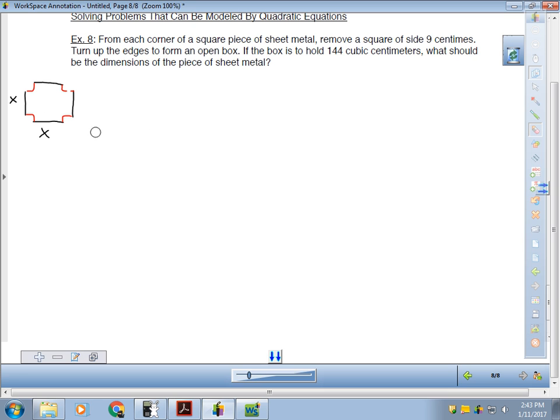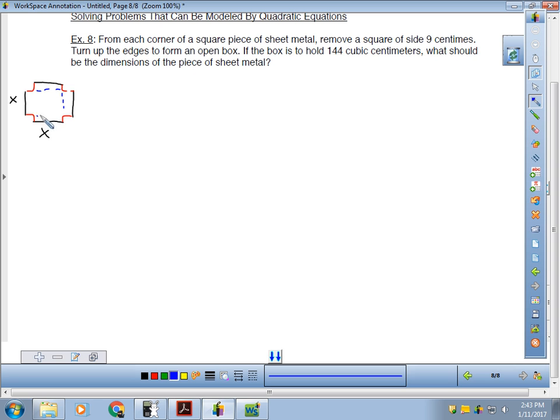So this is what our shape looks like after we cut the corners off. Then we're going to fold along these dotted lines right here. When we fold along those dotted lines, these little sides will fold up and we'll make an open box, basically a box that does not have a top to it. So you can actually just look down inside of it.